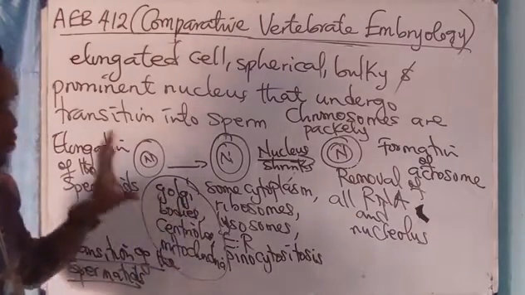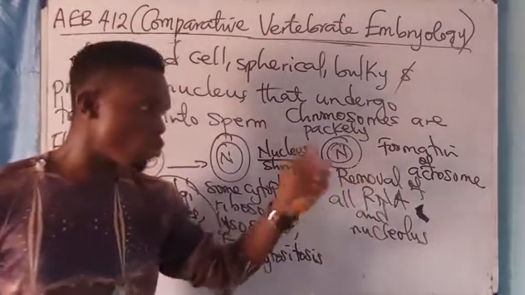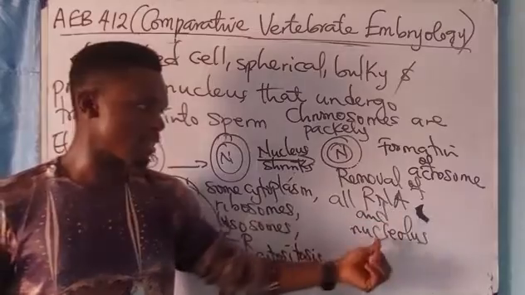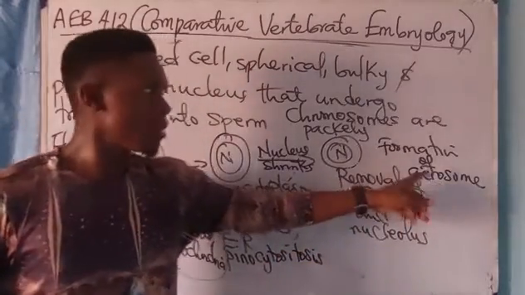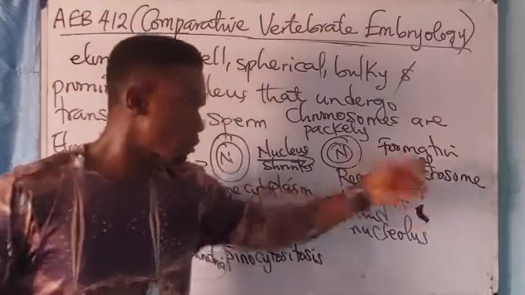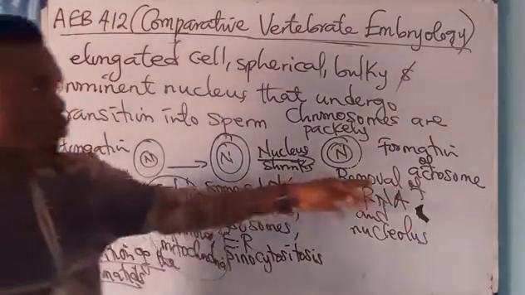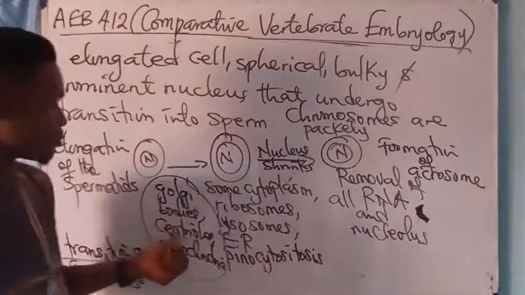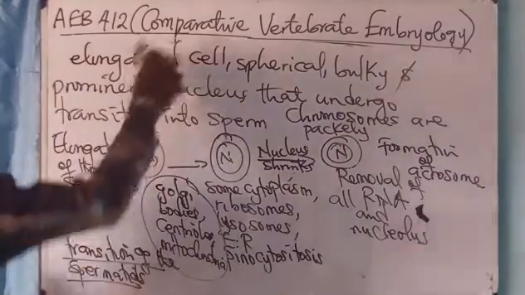They are not removed. And thirdly, you have the removal of all ribonucleic acid and nucleolus. Then fourthly, formation of acrosome. For an acrosome to be formed, the Golgi bodies must take part. It therefore means that the acrosome is formed from the Golgi bodies. How does it happen? Let's take it.